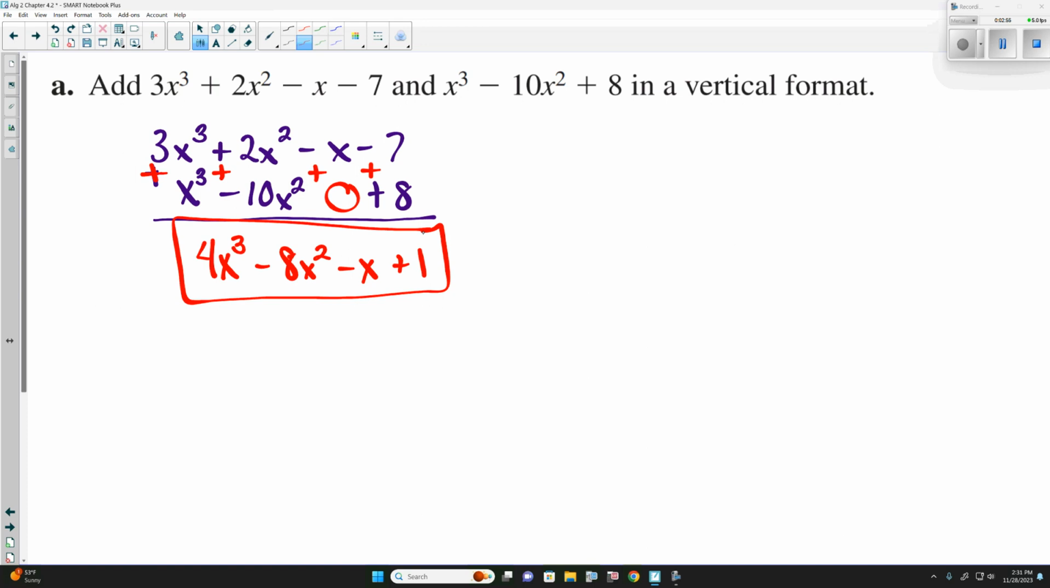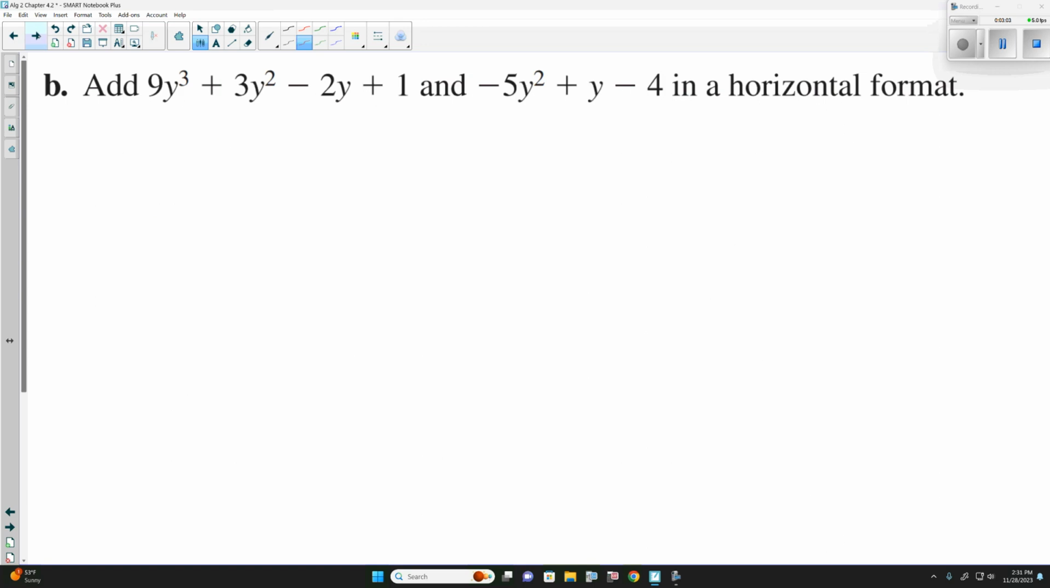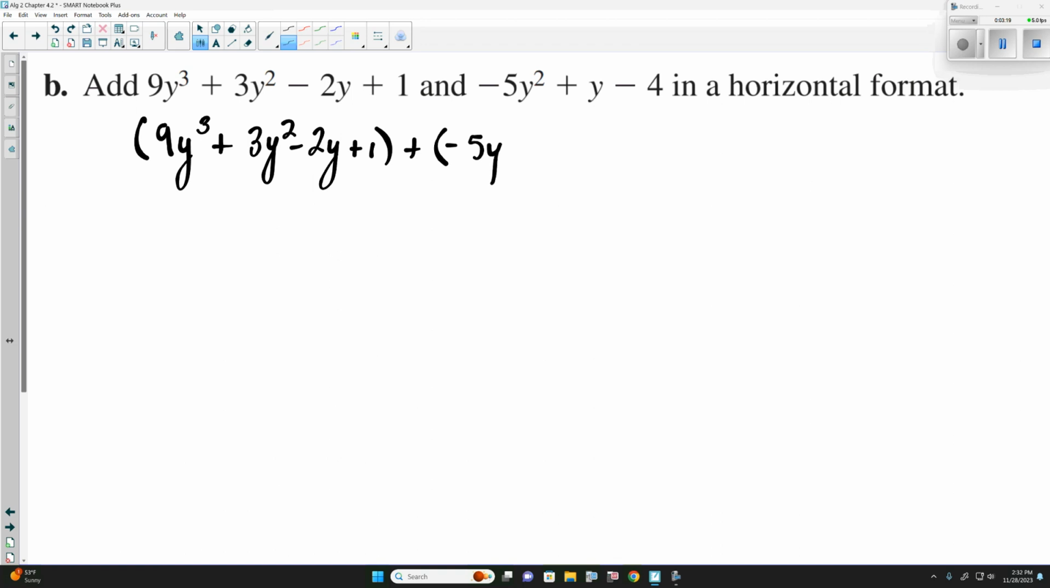Questions on this here? It is a little different to add it vertically because we're more used to adding or subtracting horizontally. Because we add or subtract horizontally, we can just rewrite it: 9y cubed plus 3y squared minus 2y plus 1 is being added to the quantity negative 5y squared plus y minus 4. So we're adding the two together.